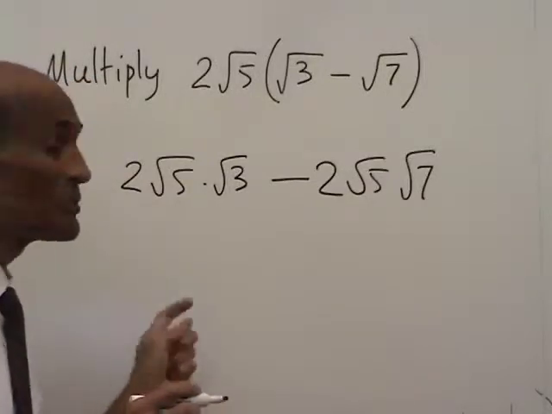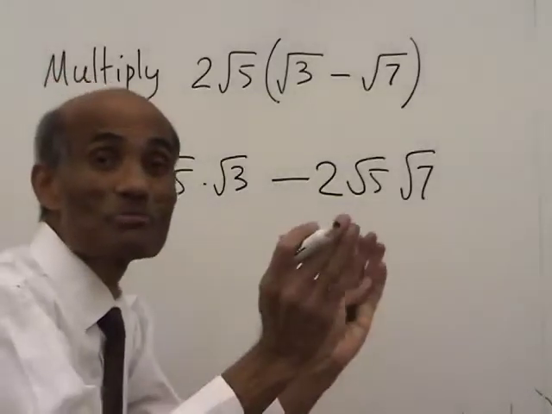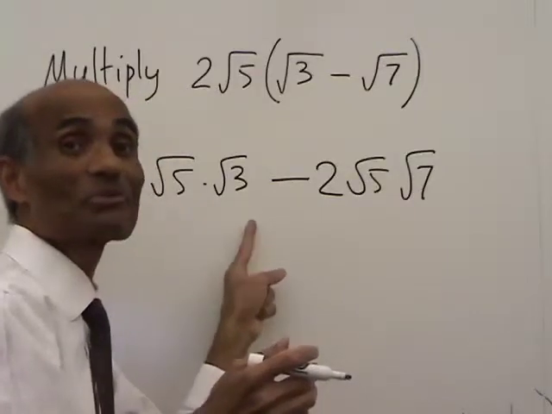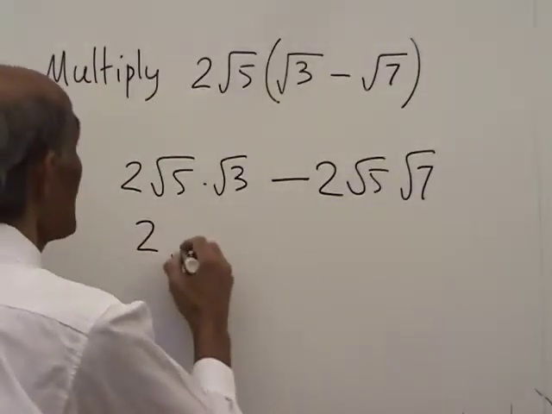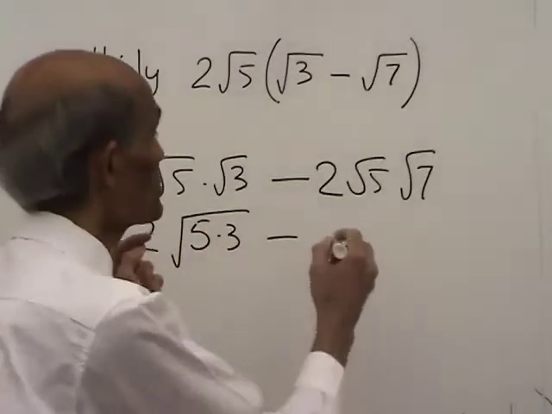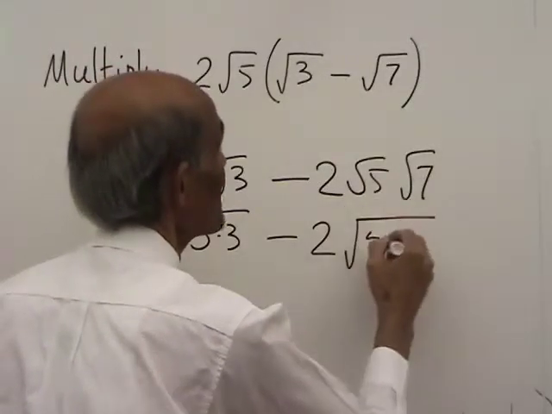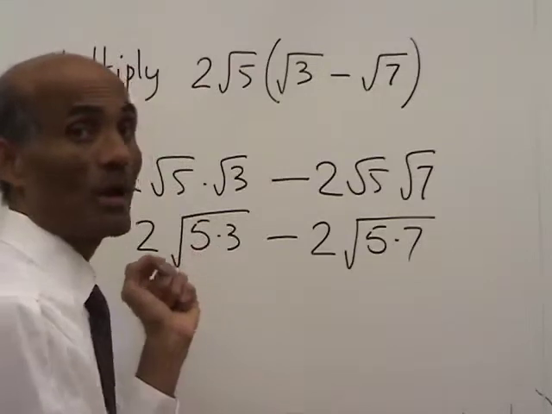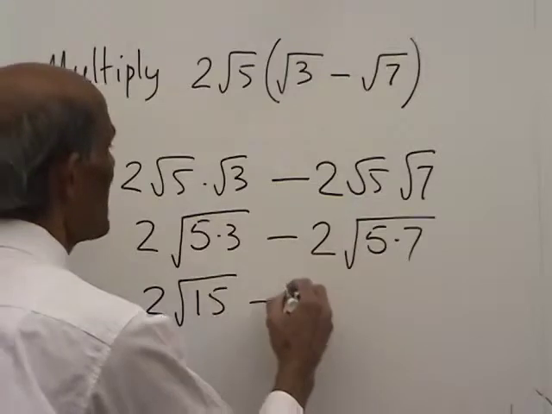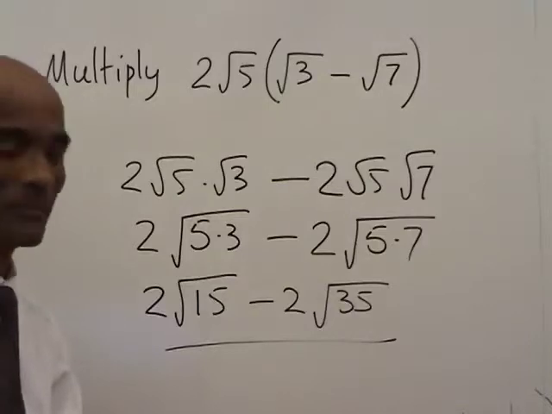Alright, the next thing to do is square root 5 times square root 3. You can put them together in one radical. That will be square root of 5 times 3. So that will be 2 times square root 5 times 3, minus 2 times square root of 5 times 7. There you are. And that will be 2 square root 15 minus 2 square root 35 is the answer.